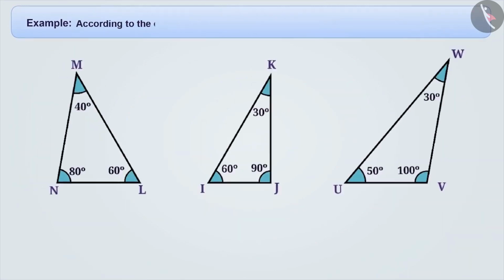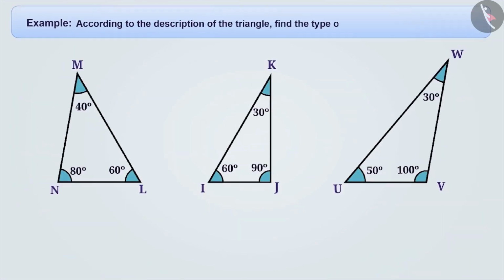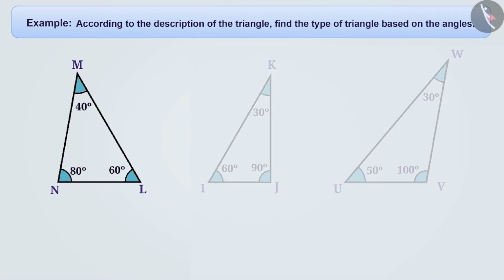Next example, according to the description provided for the triangle, identify the triangle on the basis of angles. From the description provided for triangle LMN, we understand that angle L, angle M and angle N of the triangle are all smaller than a right angle, that is 90 degrees. Therefore, we will call this triangle an acute angle triangle.